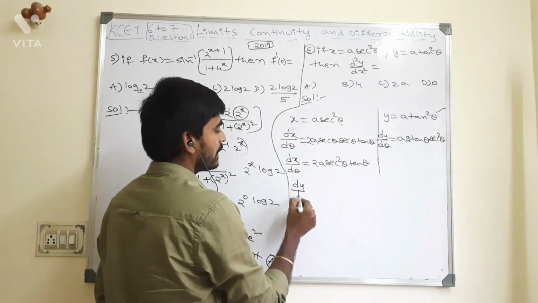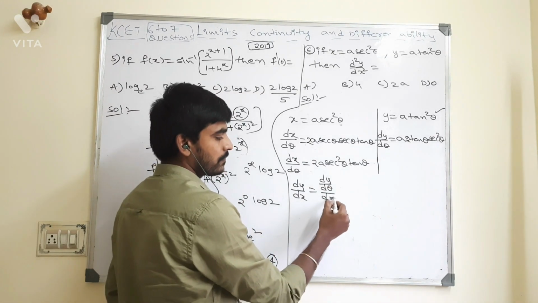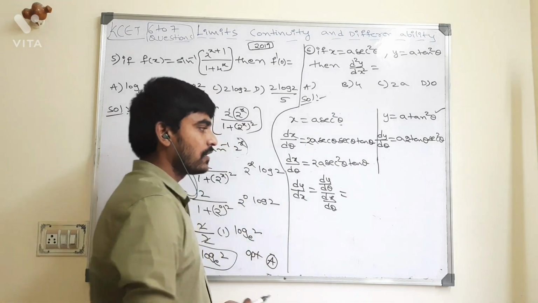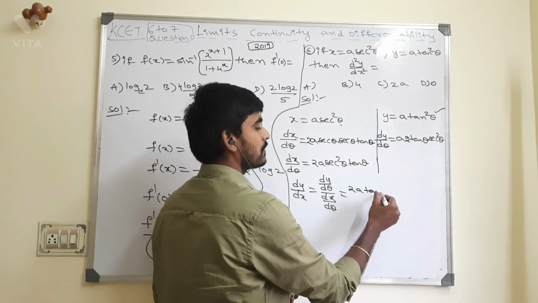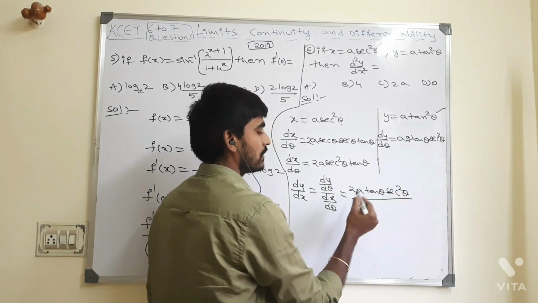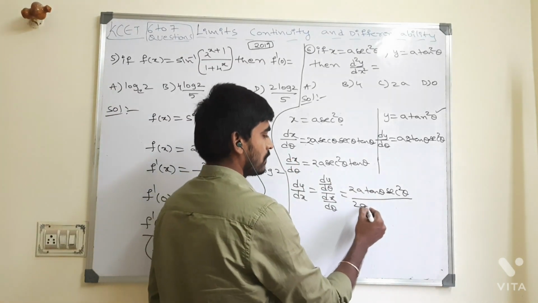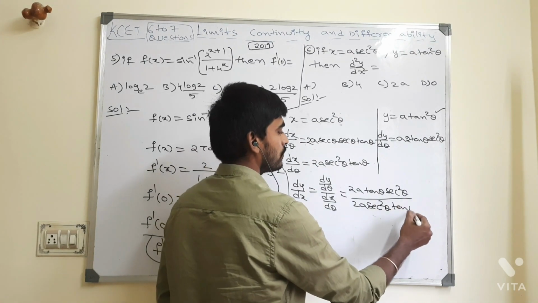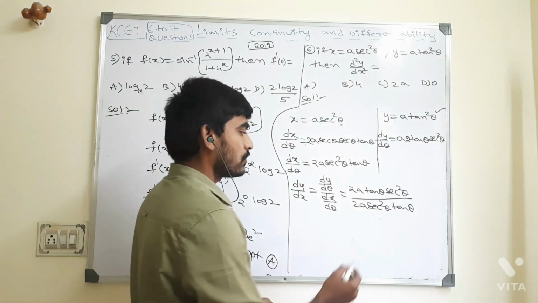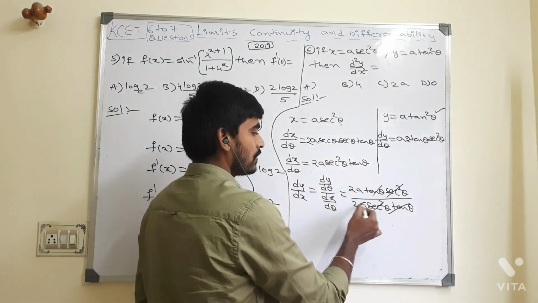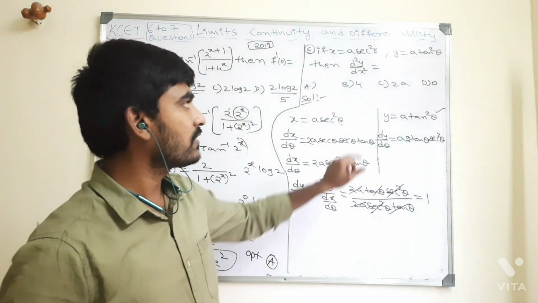Everyone knows the parametric formulas. Dy by dx is equal to dy by d theta divided by dx by d theta. Dy by d theta value, how much did I get here? 2a tan theta secant square theta, divided by dx by d theta value, 2a secant square theta into tan theta. My dear students, I hope you all are understanding. It is so easy. Secant square theta, tan theta, 2a, everything gets cancelled, so I got 1.